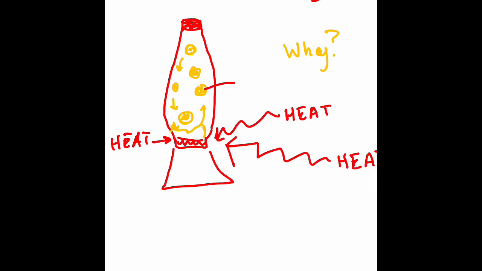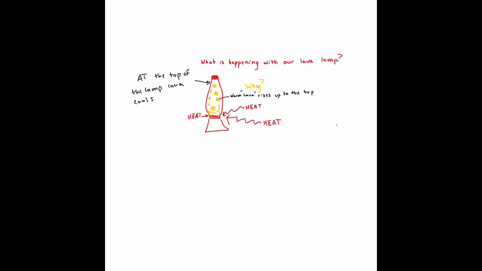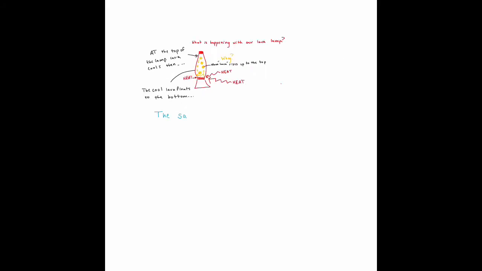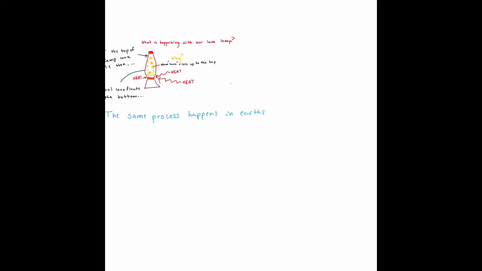The lava bubbles rise to the top because they're less dense. They're less dense because the molecules are moving faster, making them have to spread out, and then the bubble has less molecules in it. They rise to the top, and at the top, they begin to cool because there's no hot coil in the top of the lava lamp. As they cool, they get more dense, which means they come closer together, and they fall back down to the bottom, where they'll begin their process again. The cool bubbles fall to the bottom, they heat with the coil at the bottom, and then they rise up to the top. The same process is happening in Earth's mantle.